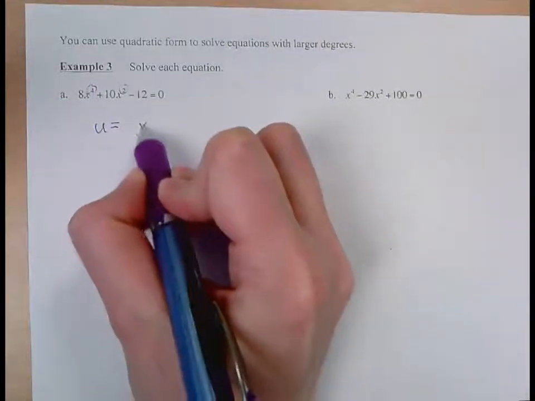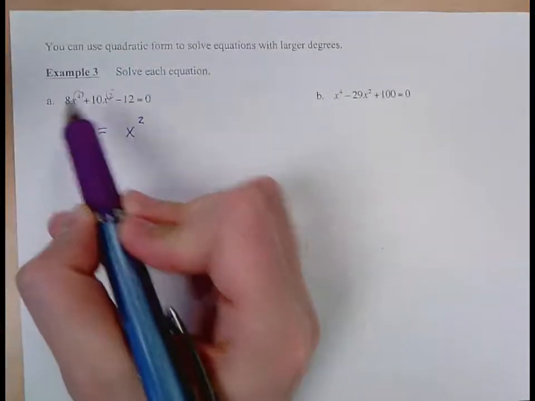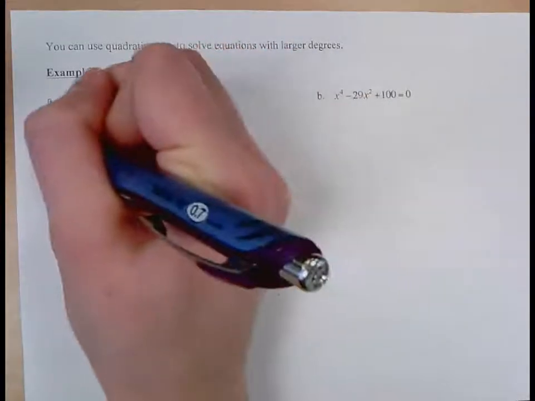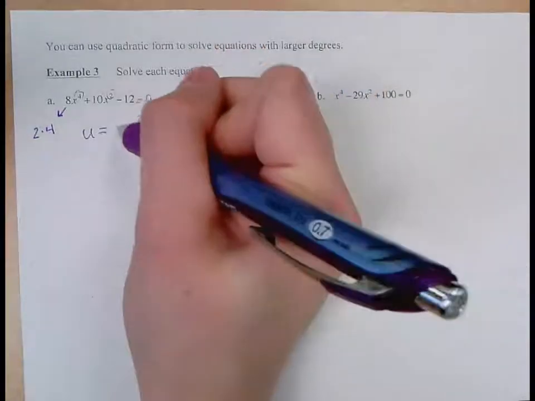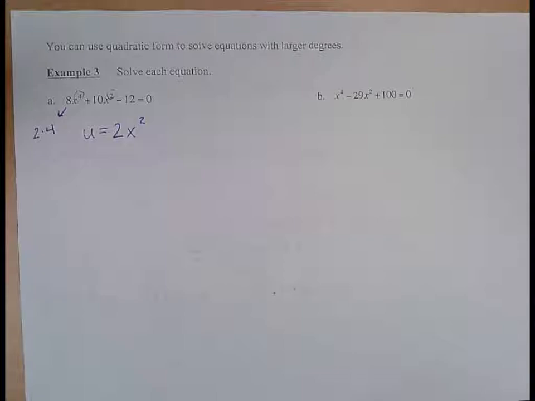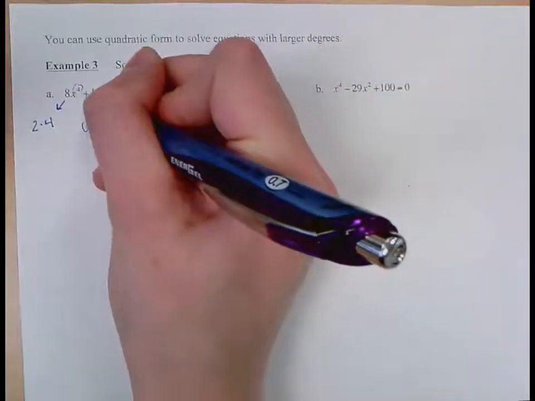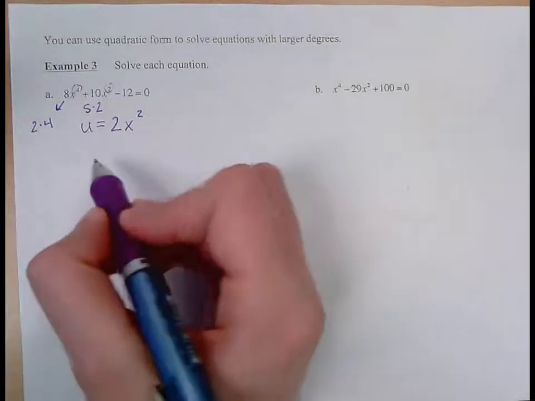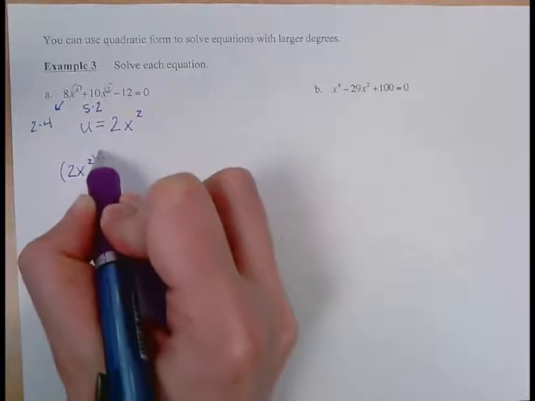I know u is going to involve x squared. If I look at my 8, this is very similar to the one we just did. We already said 4 goes into 8, so 8 is 2 times 4. Taking the square root of 4 means my coefficient for u is 2, so u is 2x squared. And then 2 does go into 10. 10 is 5 times 2.